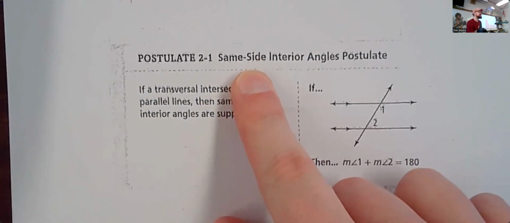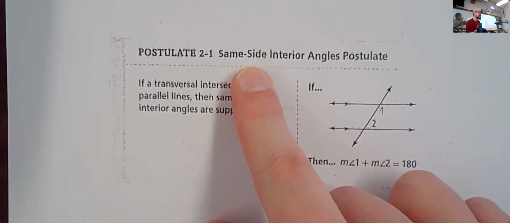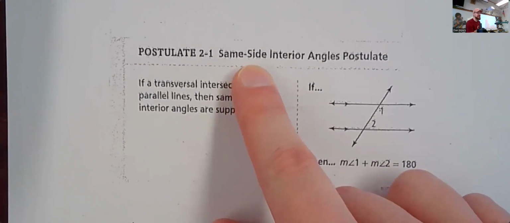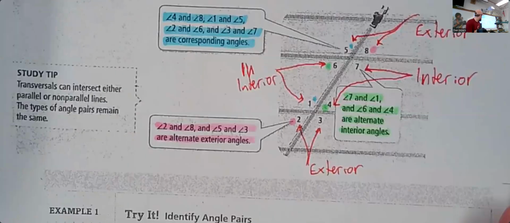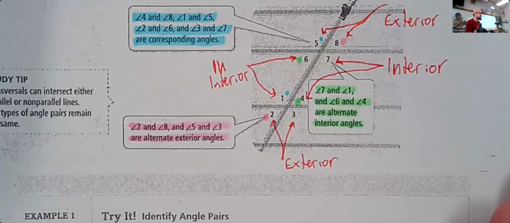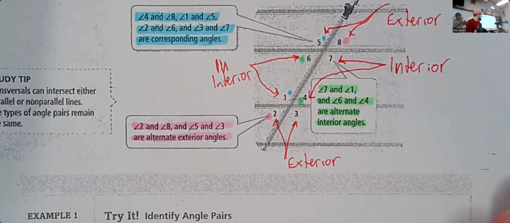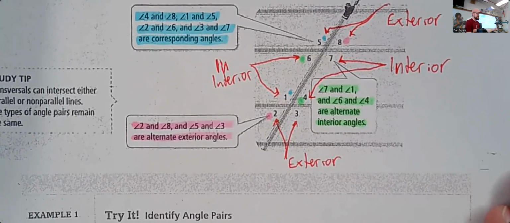The one more that we need to talk about is right here. Same side interior angles, which to me seems a bit self-explanatory. They're interior angles and they're on the same side of the transversal, right? So if we look at this original diagram, which ones would be same side interior angles? Yes, what else? 6 and 1, yeah. So those would be same side interior angles, good.